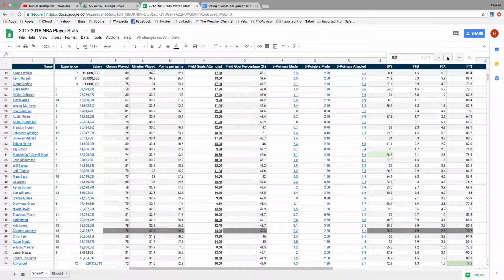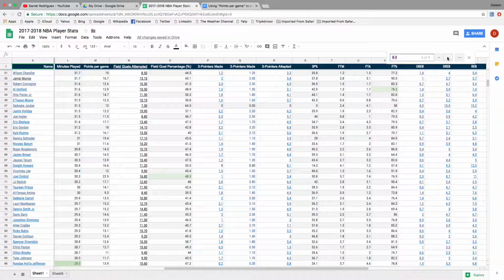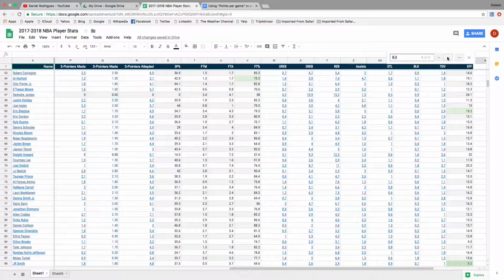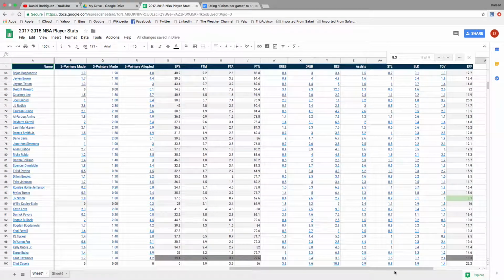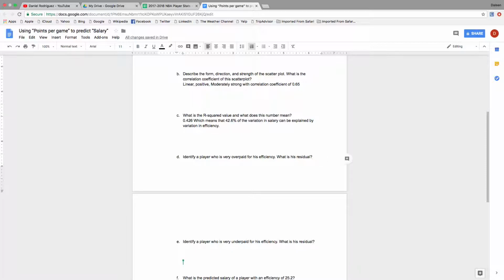So let's find it in efficiency. No, it's 18.3. No, that's not it. That's not it. That's not it. And it's the last one, of course. So down here, I see the player with efficiency of 8.3. And if I follow, that's J.R. Smith. So J.R. Smith is a player that's very overpaid given his efficiency. So I will go here. Who's overpaid for their efficiency? J.R. Smith is overpaid given his efficiency.